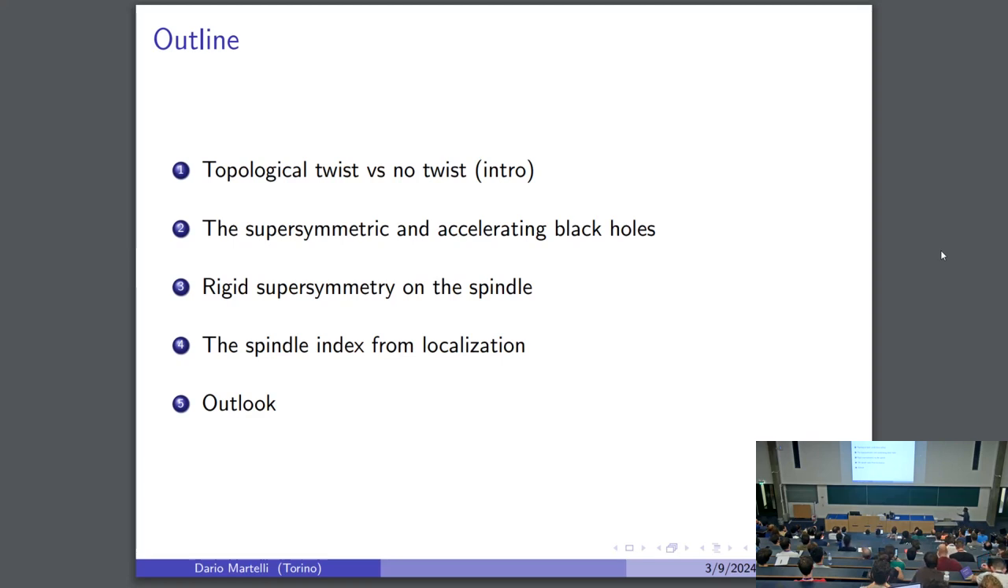I will start with an introduction of the topic by reminding the audience about two ways of preserving supersymmetry, and then how this accelerating black hole fits into this scheme of ways of preserving supersymmetry. This will exhaust the first part. In the second part, I will talk about how from the black hole we ended up in some field theory computation, and eventually, going back, how this field theory computation can be used to reproduce the entropy of the black hole.